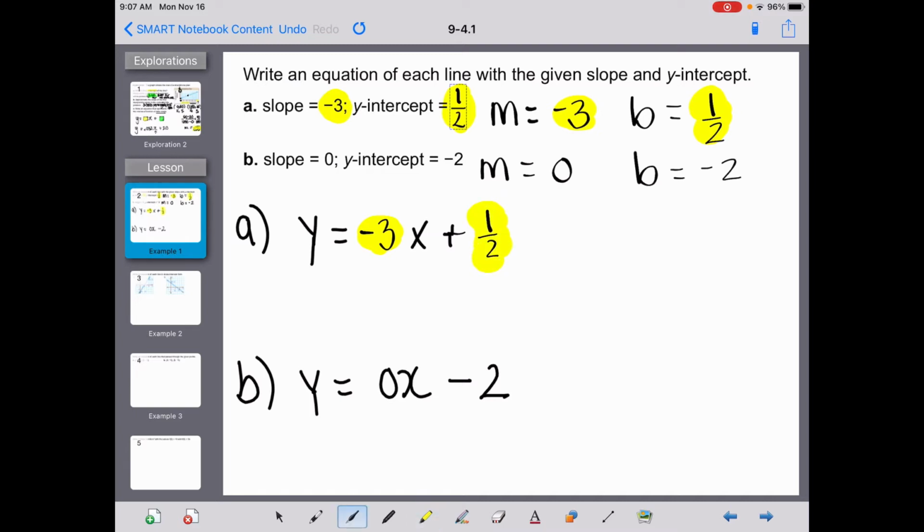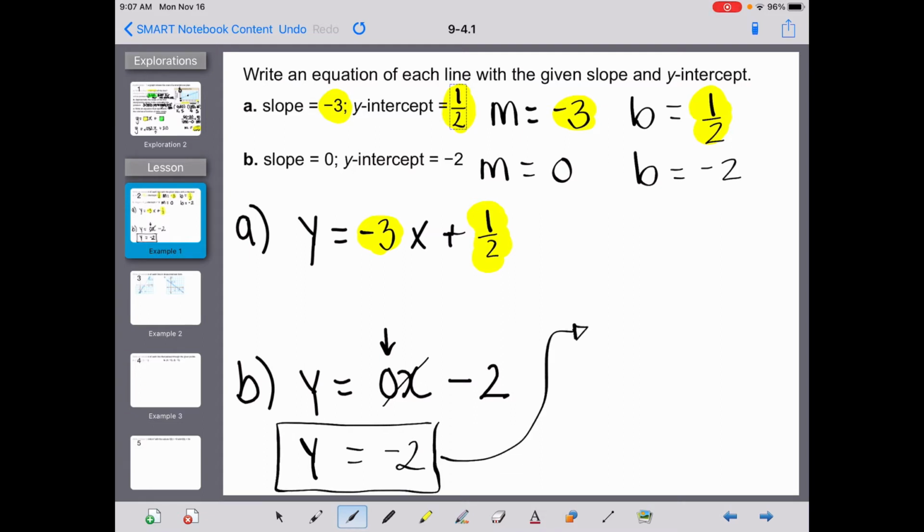For the second one, I didn't finish it, so I can go over one thing. You might have tried to put a 0 in front of your x. Notice, 0 times any number is just 0. So that disappears, and I'm just left with -2. Recall that a y equals a number equation is a horizontal graph. If I were to graph this, it would be a horizontal line through -2. Think back: 0 slope, y equals a number, horizontal line.